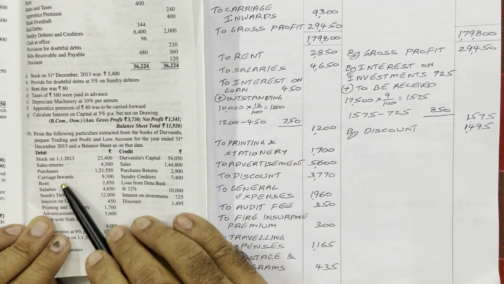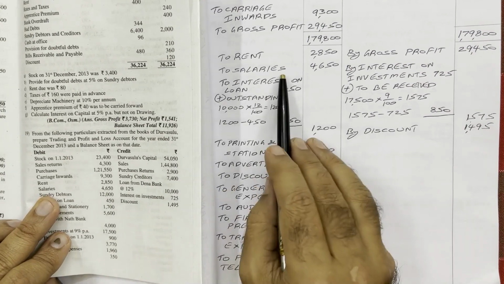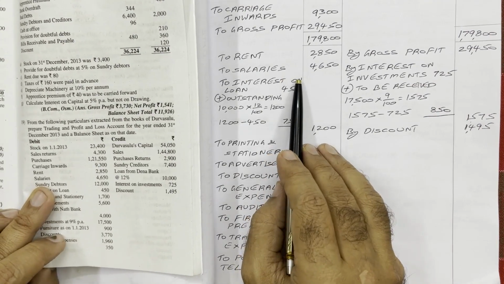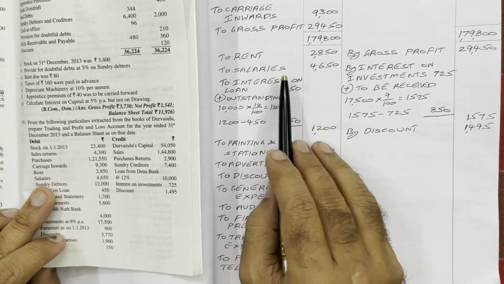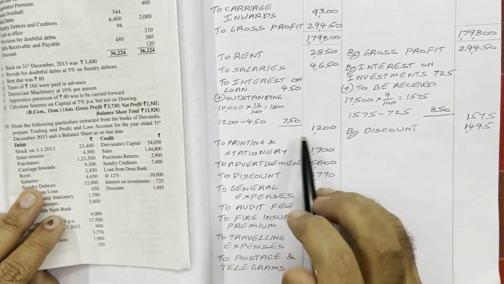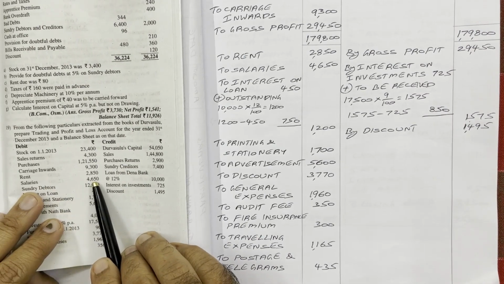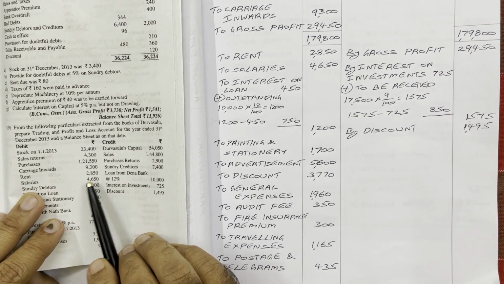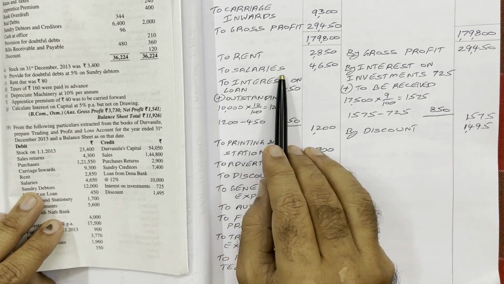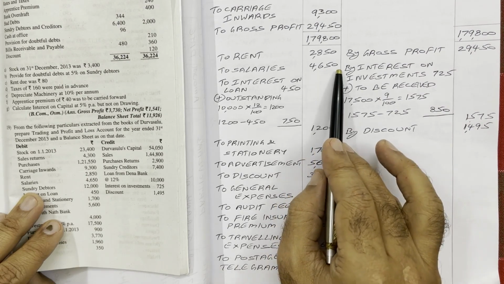Next, salaries 4,650. Salaries to whom do we pay? To employees. Employees work in the office, so this is office-related expenditure. Office expenses are not manufacturing expenses. Therefore, salary is not a manufacturing expenditure. It is indirect expenditure. Therefore, profit and loss account debit side, To salaries. There is no adjustment. Therefore, the salary amount in the outer column is 4,650.